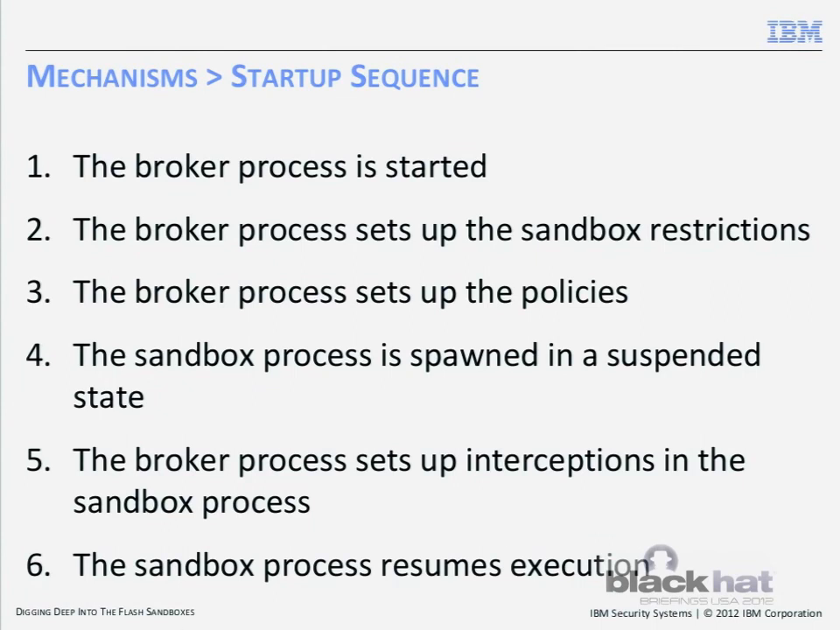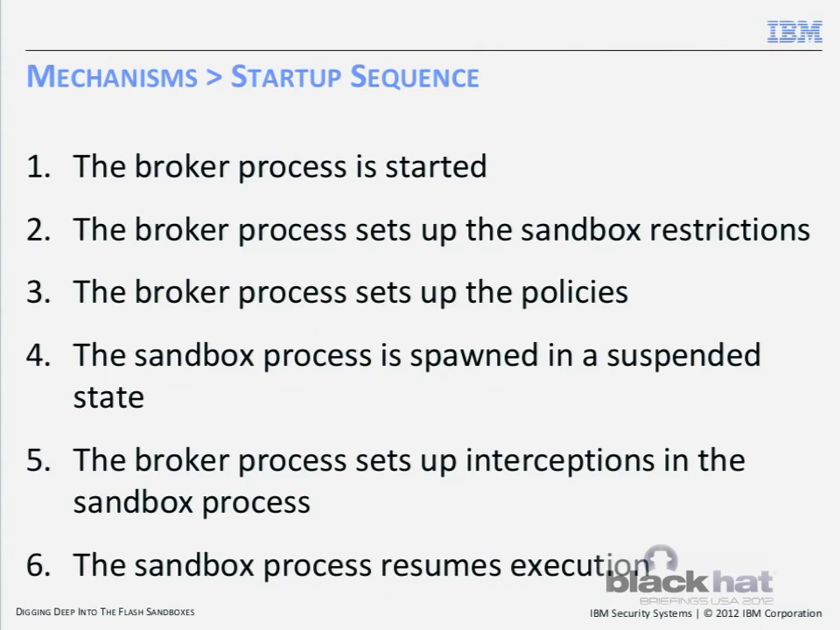First, the broker process will be started. Then the broker process sets up the sandbox restrictions. It sets up the integrity levels, the job levels, and the token levels. Then it will set up the policies. After this, the sandbox process will be spawned in a suspended state. And in this state, the broker process will set up interceptions inside the sandbox process. Interceptions will be discussed later by Mark.